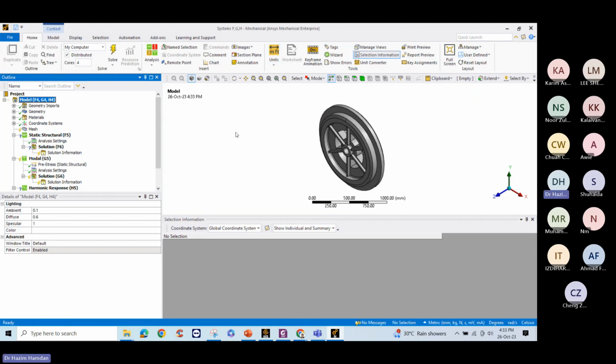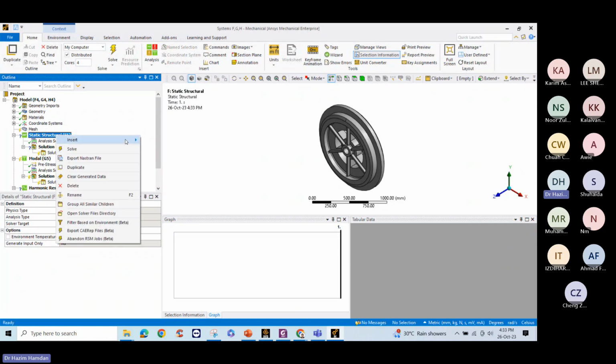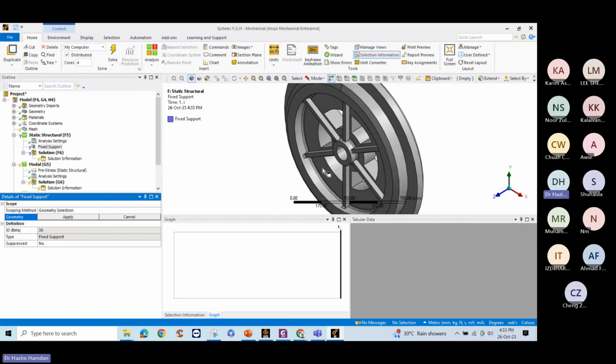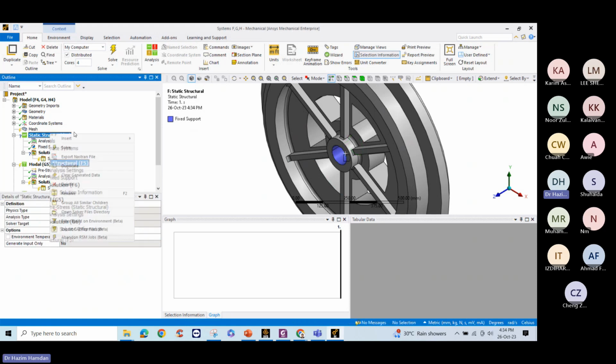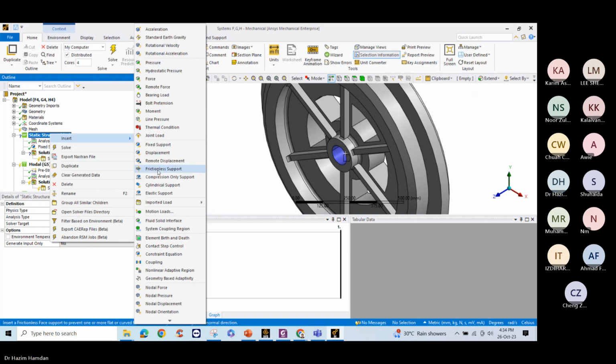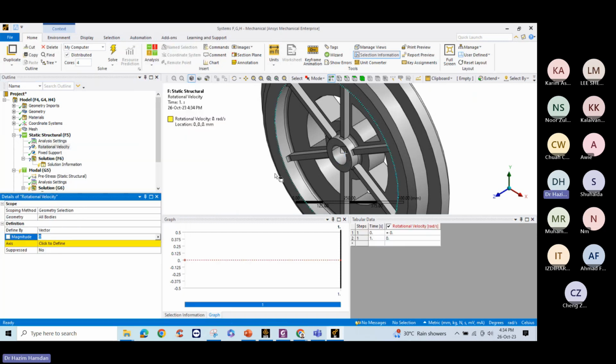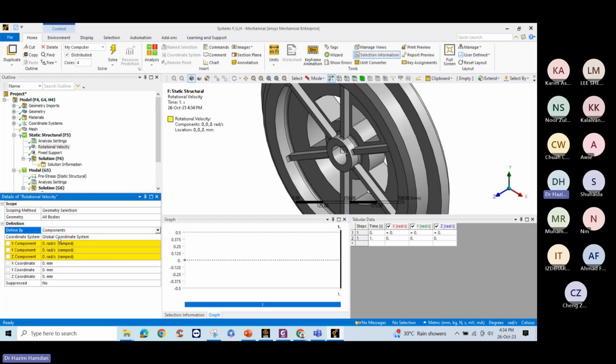So for the pre-stress, we want to solve for the structural part first. So for the structural part, I will set the boundary condition. So I will set the center here as a fixed support. Then click apply, and then I also apply the rotational velocity. Then I change this one to component. So I set the Z component is 600 RPM.